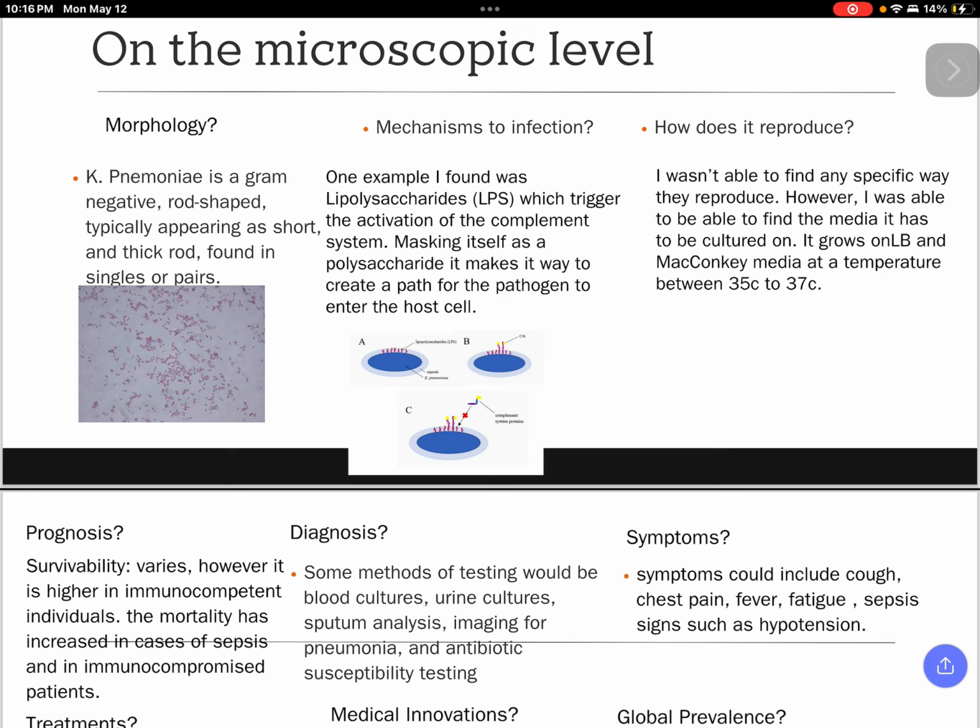Mechanisms of infection. One of the examples I found was LPS, which triggers activation of the complement system, masking itself as a polysaccharide, so it can make a way for the pathogen to enter the cell.